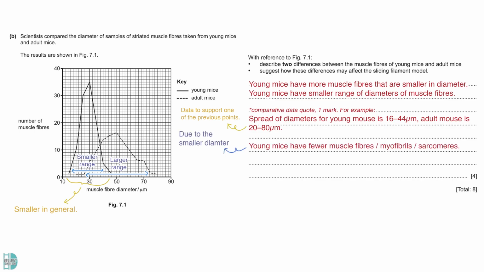With a smaller diameter, the young mice would have fewer myofibrils or sarcomeres. This means there will be less actin and myosin, the proteins that make up muscle fiber. This causes fewer actin-myosin interactions, leading to a weaker contraction.